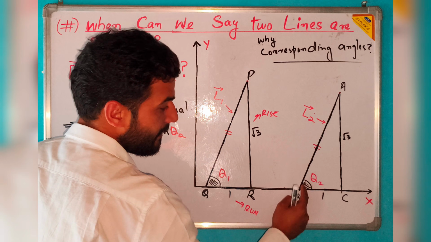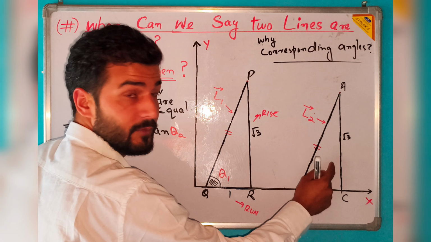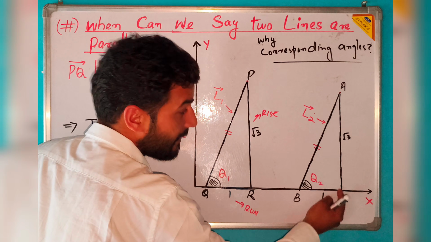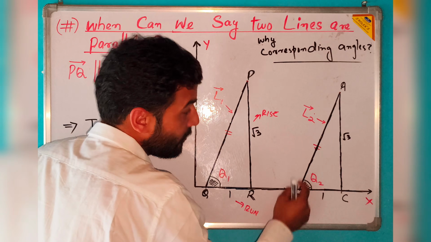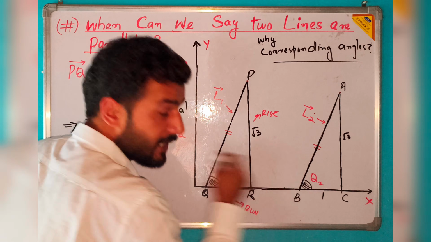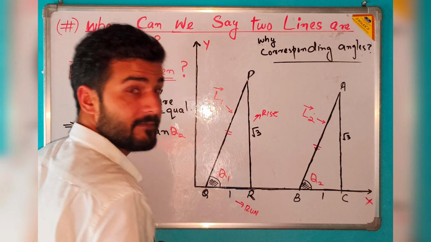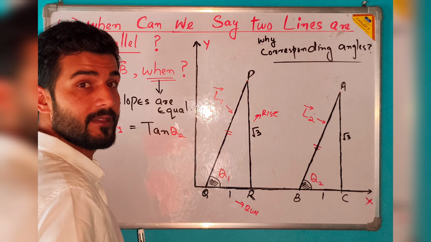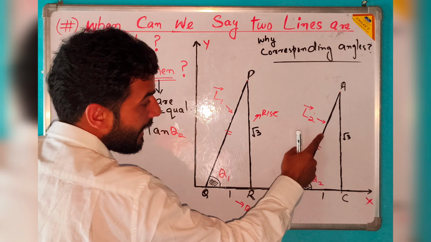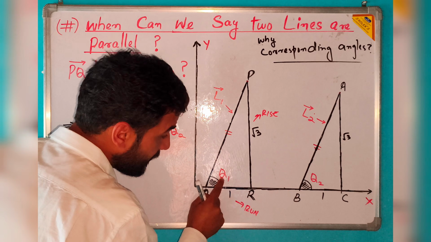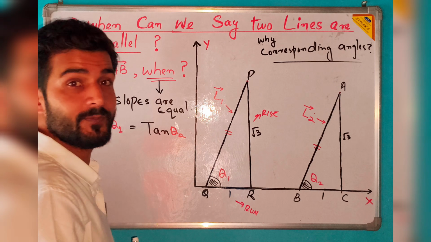So in the same way, it follows here too. That is, this root 3 is nothing but the rise, the elevation of this line AB along the y-axis, and this 1 is nothing but the run along the x-axis. So this line L1 and L2 are parallel whenever this theta 1 equals theta 2.